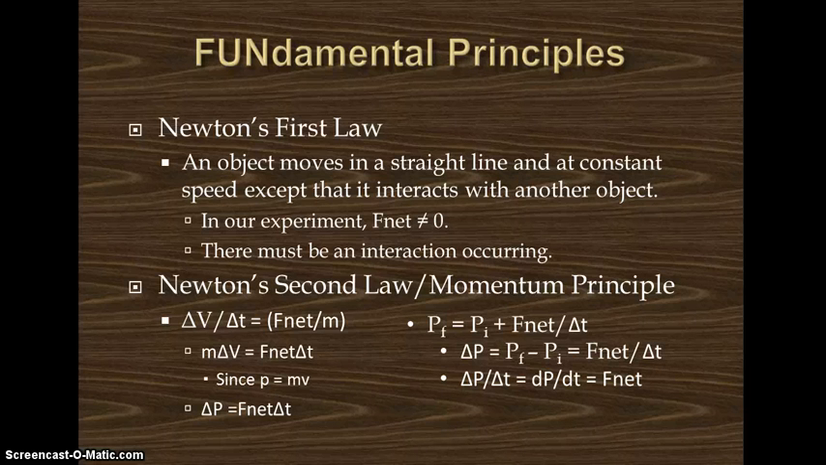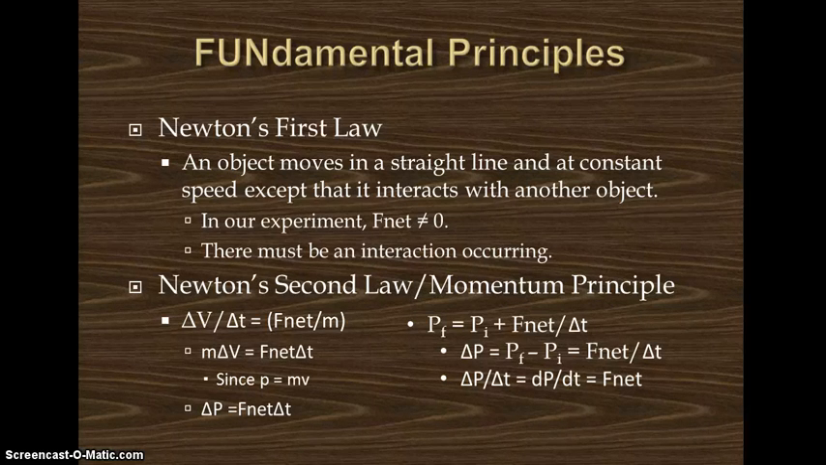An object moves in a straight line and at constant speed except when it interacts with another object. The circular path of the star indicates the presence of a force and is the first step in stating the existence of the invisible black hole. Our next principle is Newton's second law, which when manipulated gives us the momentum principle, which, if taken in its derivative form, tells us the time rate of change of an object's momentum equals Fnet.